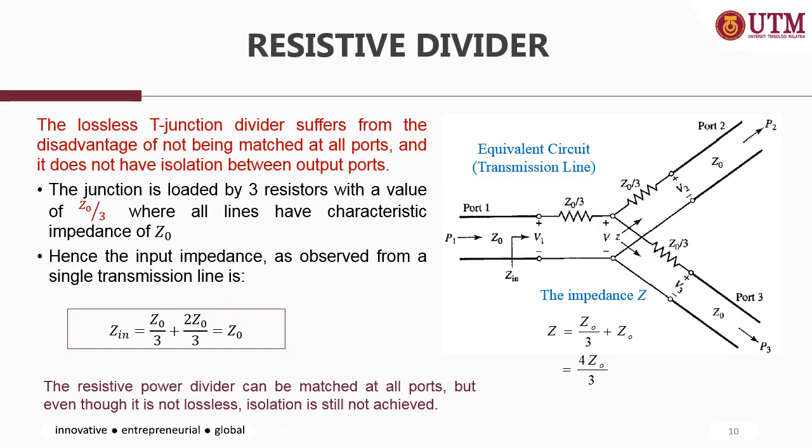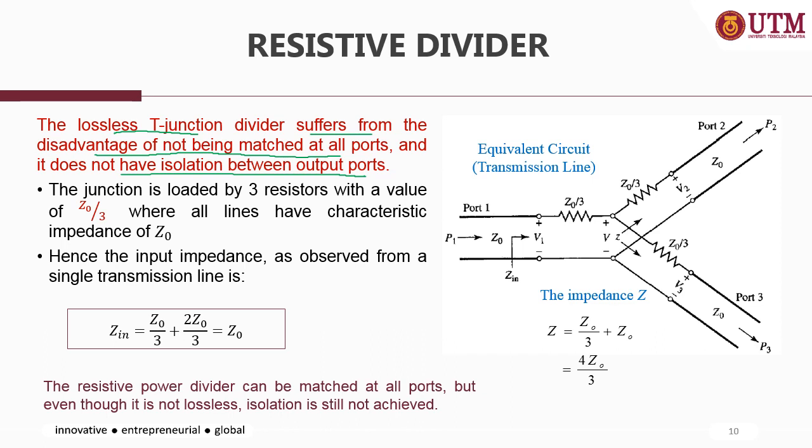Next, in order to improve the T-junction further, because it is difficult to get all 3 ports matched simultaneously, the resistive divider is introduced. As mentioned here, even the lossless T-junction divider suffers from the disadvantage of not being matched at all ports. All ports cannot be matched simultaneously, and it does not provide isolation between the output ports. It is difficult to achieve perfect isolation between the output ports as well.